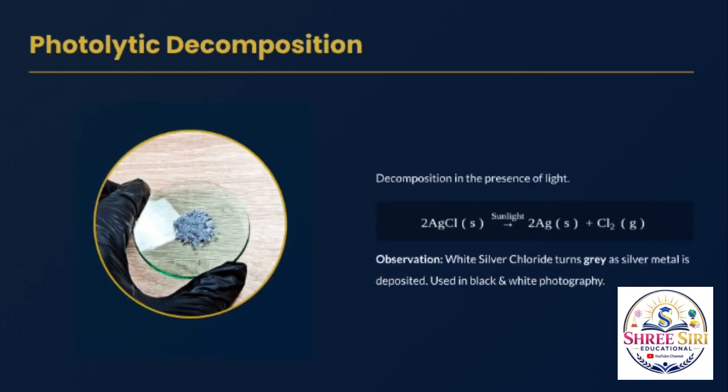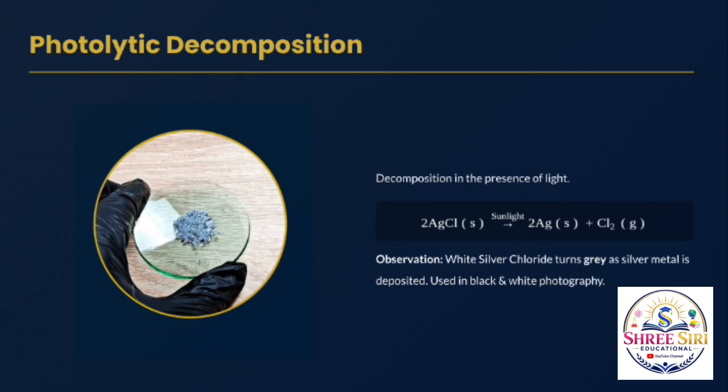Next one is photolytic decomposition reaction. Decomposition in the presence of light is called photolytic decomposition reaction. One important example is silver chloride, which is decomposed in the presence of sunlight. It gives silver plus chlorine gas. The observation in this reaction is that the white silver chloride turns gray as silver metal is deposited.